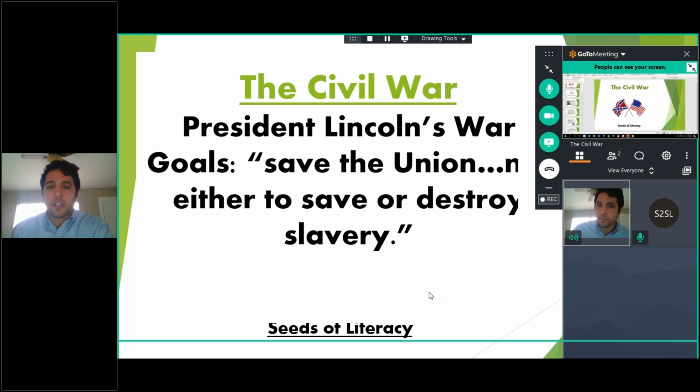So I touched on this before. President Lincoln's goal here in the war was to save the Union. So not either to save or destroy slavery. Initially, he was not really harping on the idea that slavery is the most awful thing in the history of our country. He really was trying to preserve the nation. It was a hot button issue, and he wanted it to die out, but he was just focused on keeping everybody together.